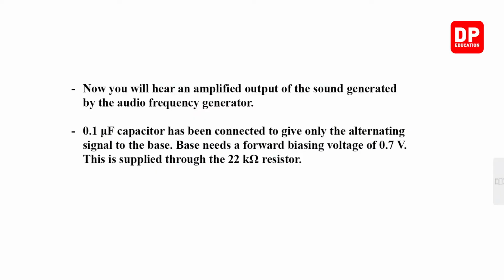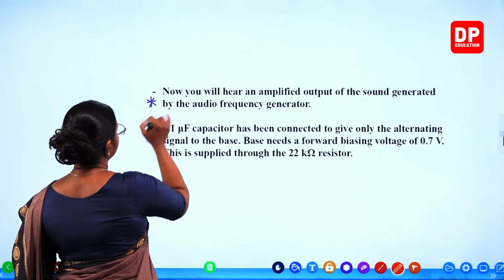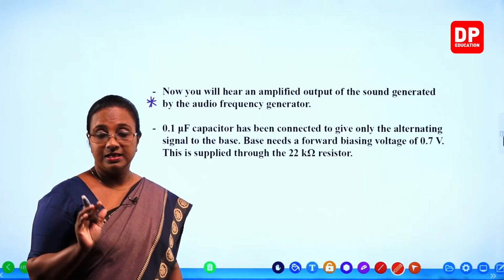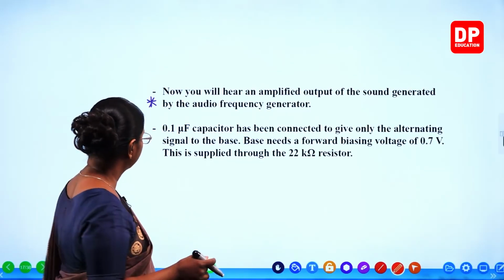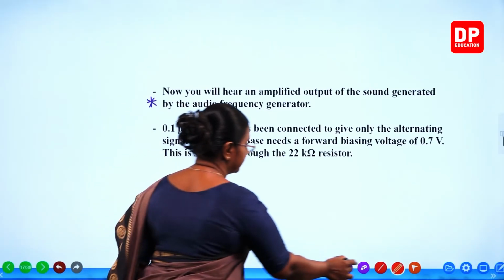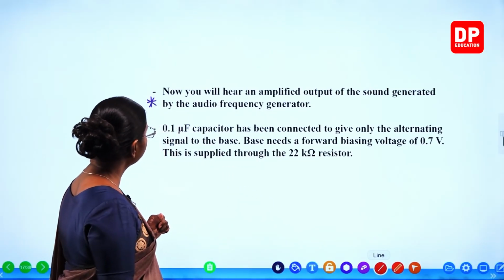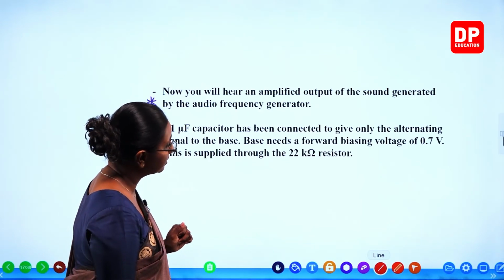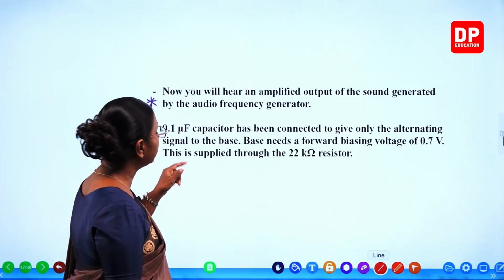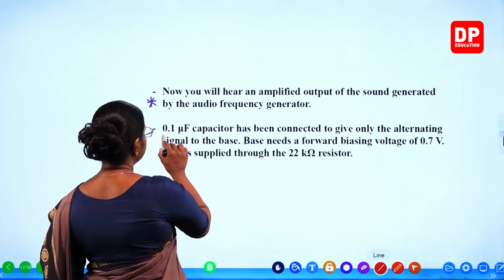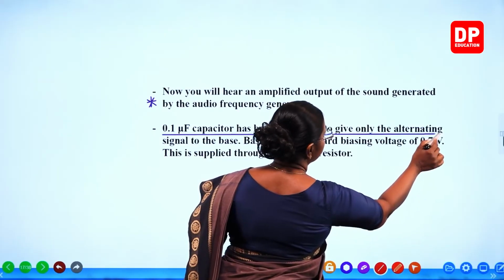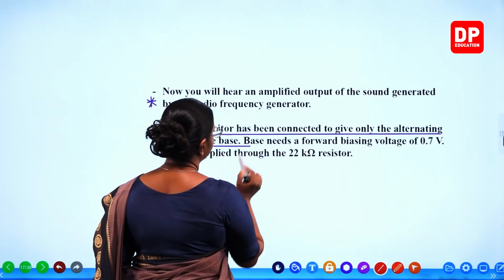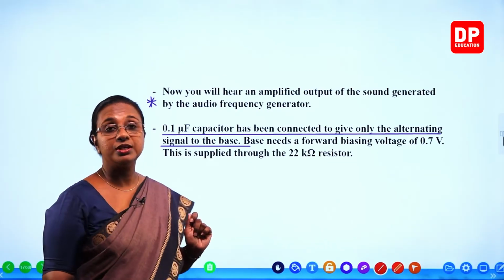So here, now you will hear an amplified output of the sound generated by the audio frequency generator. That is our observation. So from that we understand that there is signal amplification. And then the function of a capacitor. A 0.1 microfarad capacitor has been connected to give only the alternating signal to the base. So this is important. Now we have the capacitor connected in order to provide the alternating signal to the base.